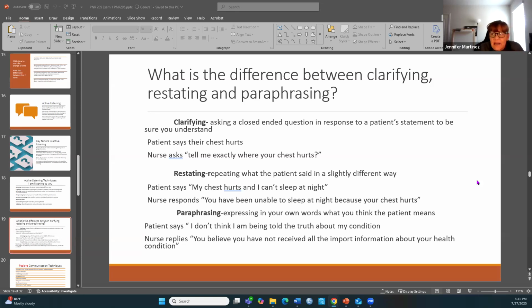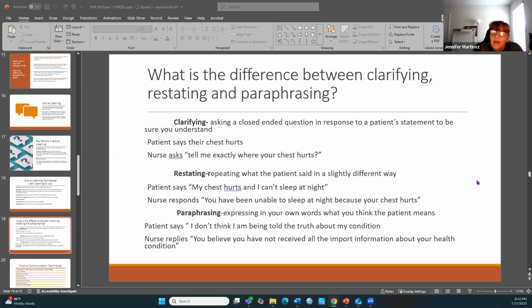With restating, we're repeating what the patient said in a slightly different way. So they said my chest hurts and I can't sleep at night. The nurse responds with, you have been unable to sleep at night because your chest hurts. Okay. So you're taking that information and repeating it back to them in a different way.